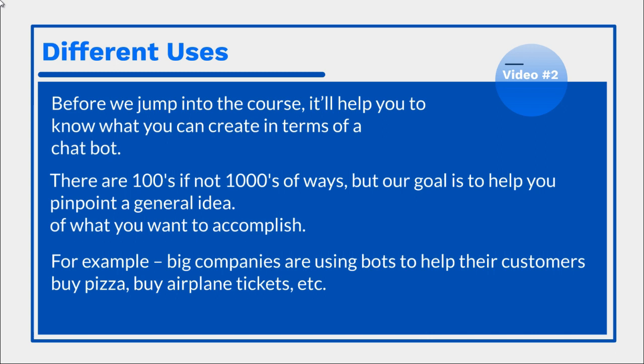For example, big companies are really changing the way that we interact with them via chat bots. And specifically in this case, it's the Facebook Messenger chatbot. But beyond that, they are also using chat bots on their website and so forth. But really we're focusing just on Facebook Messenger here. But they're doing things like helping customers buy pizza, buy airplane tickets, even hotels.